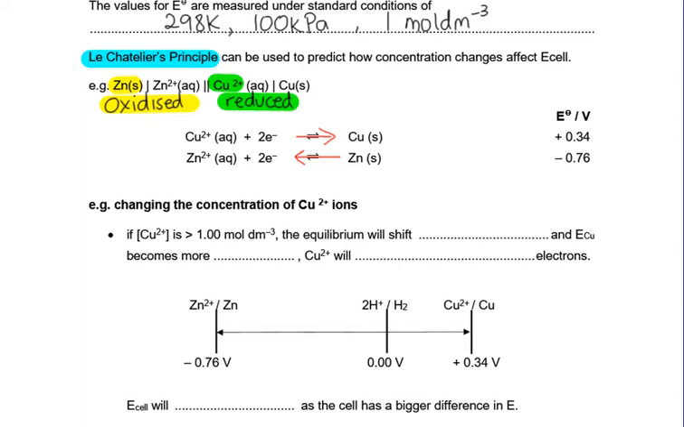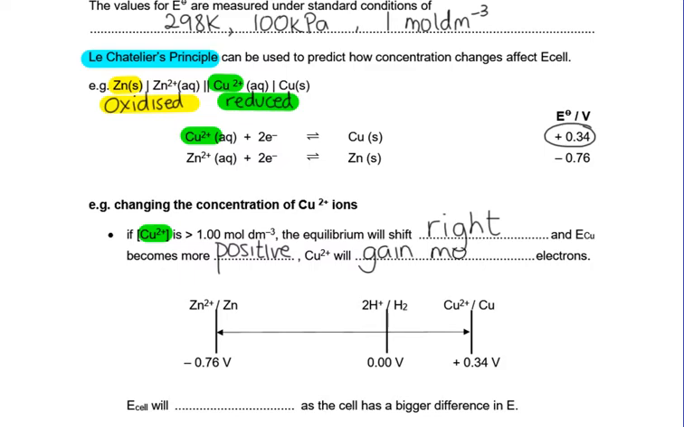So according to Le Chatelier's principle then, so if we go back and we have a look, if the concentration, remember the square brackets means concentration, of copper 2+ ions, they're here. So let's just make sure we know what we're doing. If this is increased greater than 1, the equilibrium will shift which way? So we're adding to the left, so according to Le Chatelier's, we're going to shift to oppose the change. We're going to shift right to remove the added copper 2+ ions. And that means that the value, which is 0.34 at the moment, the value is a measure of reduction. If we're getting more reduction, then it's going to become more positive, and copper 2+ ions will gain more electrons. More reduction is going to happen.